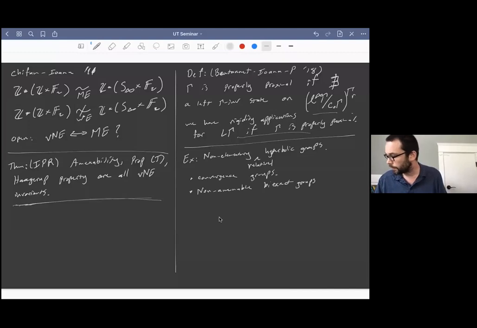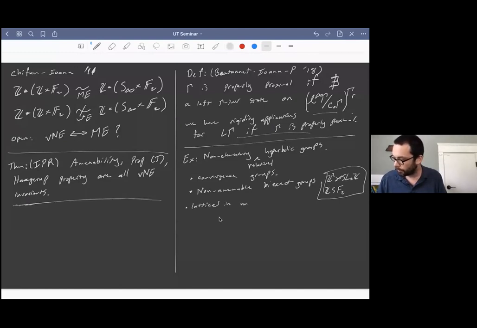So for instance, like Z^2 ⋊ SL_2(Z), or like Z wreath product F_2. These are examples of groups which are non-amenable bi-exact groups, but they're very far from being convergence groups or relatively hyperbolic.